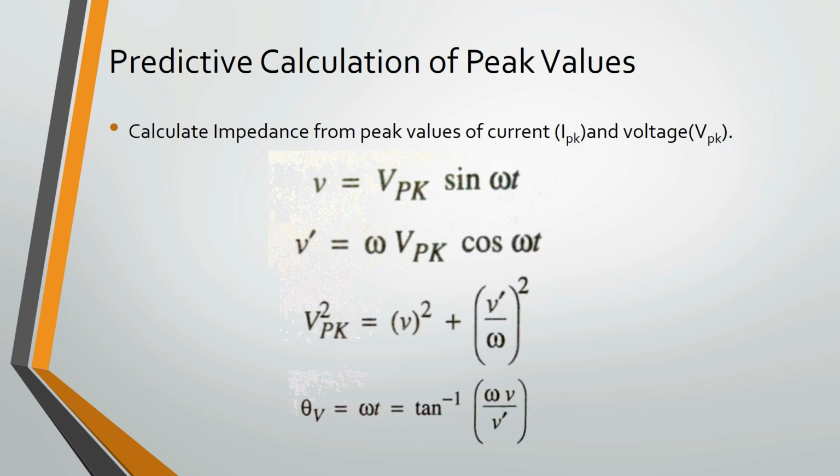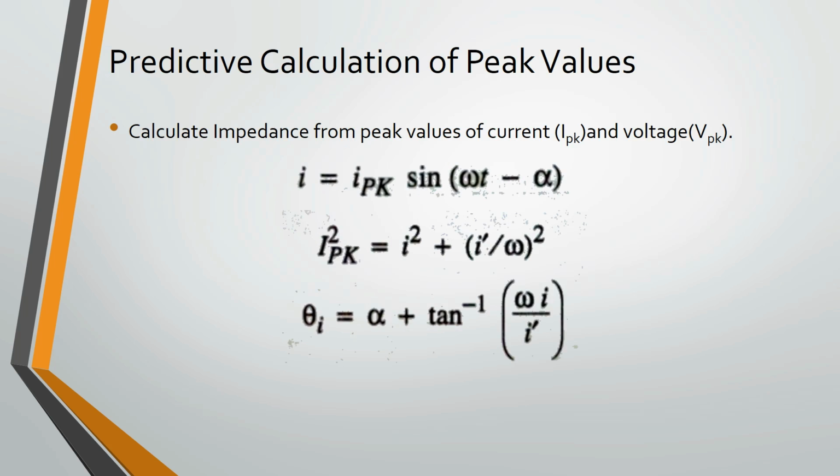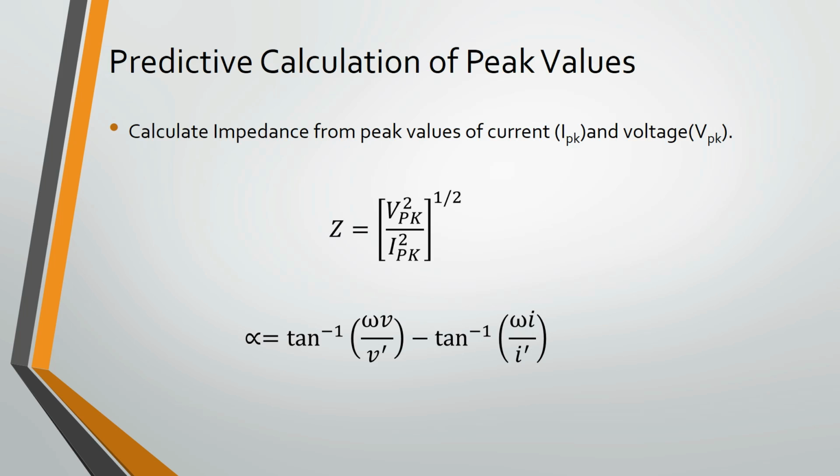The same thing can be calculated for the peak current. From these peak values of voltage and current, the impedance can be calculated with the following formula. The angle of this impedance is given by alpha.